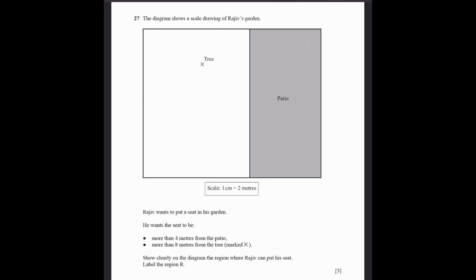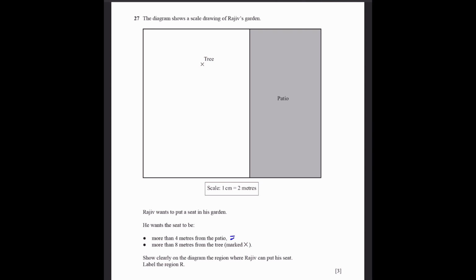Question 27. The diagram shows a scale drawing of Rajiv's garden. The scale is 1 centimeter equals 2 meters. Rajiv wants to put a seat in his garden. He wants the seat to be more than 4 meters from the patio and more than 8 meters from the tree marked X. Show clearly on the diagram the region where Rajiv can put his seat. Label the region R.